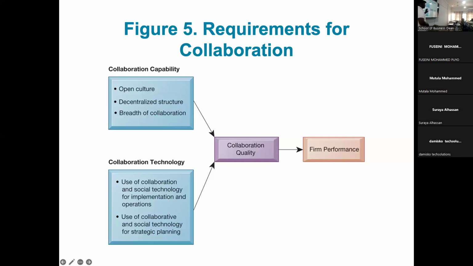Now, when we talk about collaboration technology, there are different types. Can you mention some of them? WhatsApp, Facebook, they are all examples of collaboration. Email, Teams and whatnot. So, use of collaboration and social technology for implementations and operations. We are doing a lot of that. Use of collaboration and social technology for strategic planning. WhatsApp, for instance, we are using WhatsApp for strategic planning.